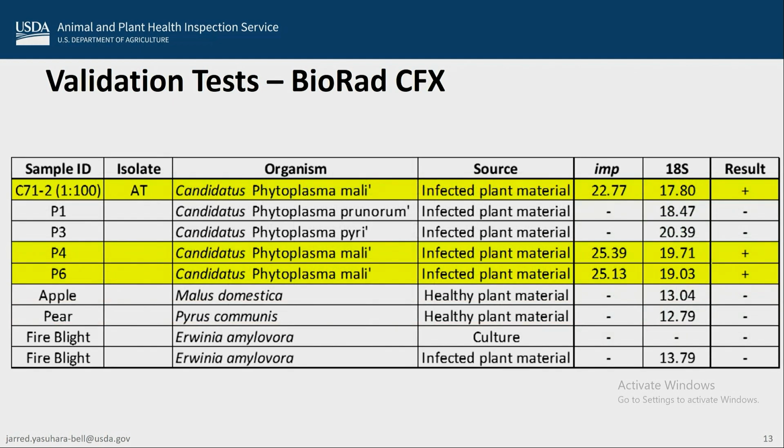So I ran a quick check just to double check the specificity in the Biorad, just to see if anything weird was happening. So I tested 3 isolates of Mali, just 1 Prunorum, 1 Piri. I tested healthy apple, healthy pear tissue, as well as some fire blight, and only the Mali was detectable by this assay.